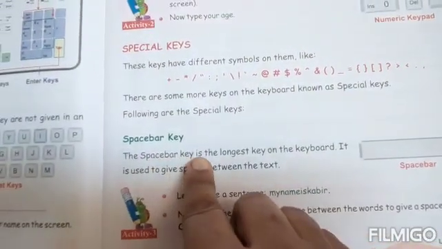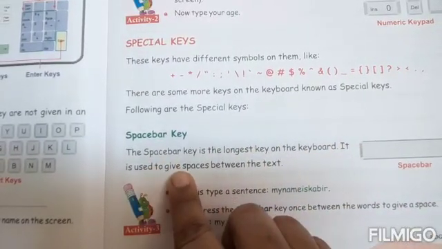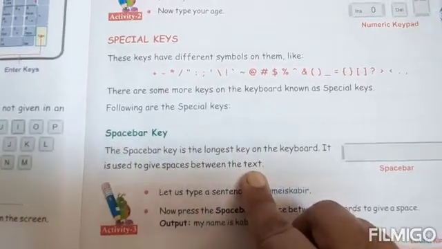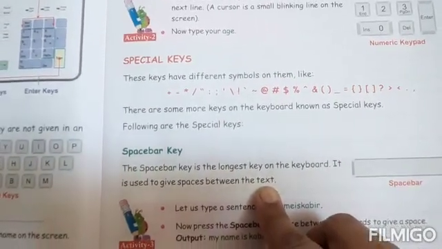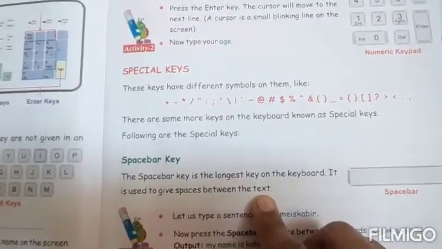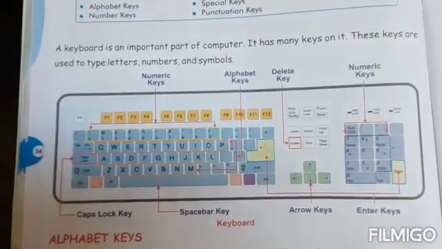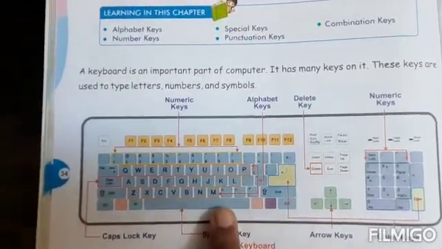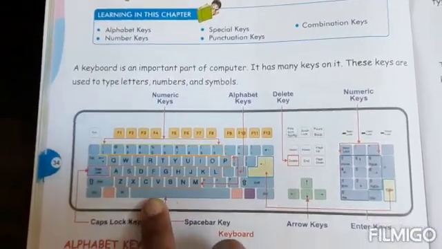The space bar key is the longest key on the keyboard. It is used to give spaces between the text. So what do we know about this space bar? That it is the longest key on the keyboard, and we use this key to give space between two words. Now let's come back and find out this key on the keyboard. Where do you see the longest key? Can you see this key at the bottom? The longest key on the keyboard. So this longest key is known as the space bar.